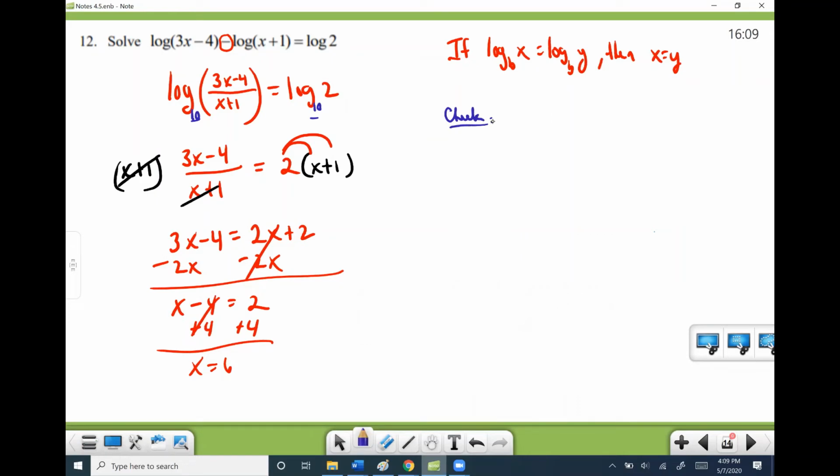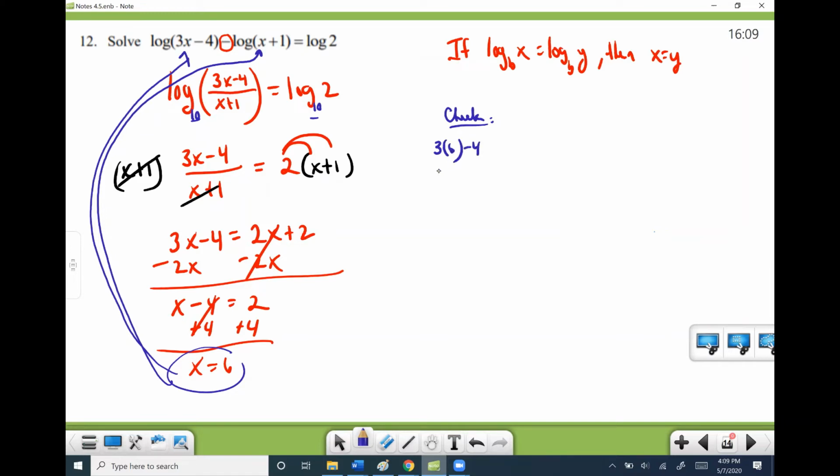check. So if I were to substitute 6 into any one of these, right? Okay. So let's see. 3 times 6 minus 4 is 18 minus 4. Okay, that's positive. Cool. And let's try just the x plus 1. So 6 plus 1, yeah, that's 7. So that's positive. We don't want 0 or a negative. So he's a keeper. Okay.